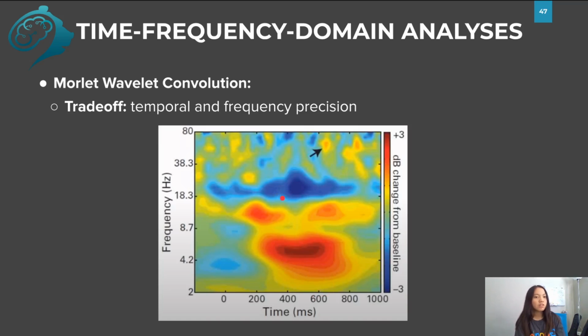So in this particular example, power is plotted, and here power is converted to a decibel change from baseline. So power refers to the energy in the signal, and so red means relatively higher amplitude oscillations, and blue means relatively lower amplitude oscillations relative to the pre-stimulus baseline.